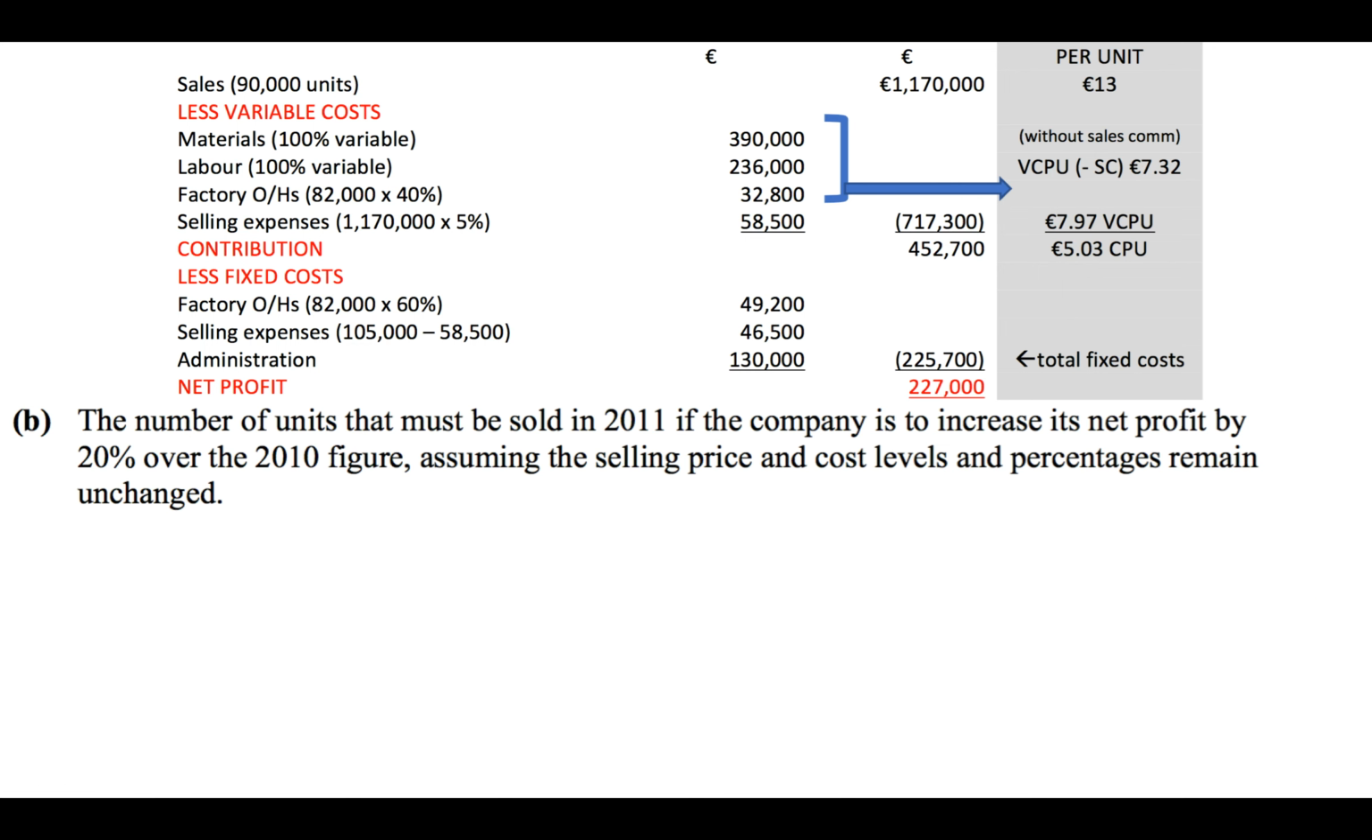Now, part B. The number of units that must be sold in 2011 if the company is to increase its net profit by 20% over the 2010 figure, assuming the selling price and cost levels and percentages remain unchanged. What we're looking for here is the number of units. So this is a sensitivity analysis question, a what if scenario. What if they increased its net profit by 20% over last year's 2010 figure, which is this one here.